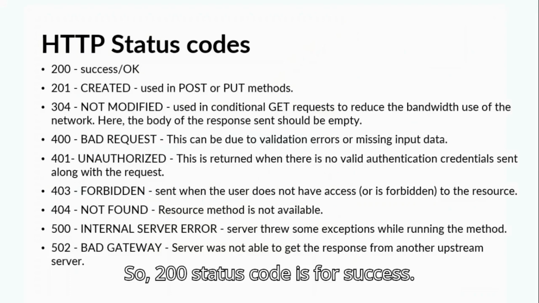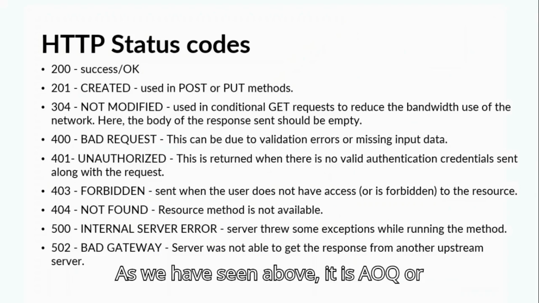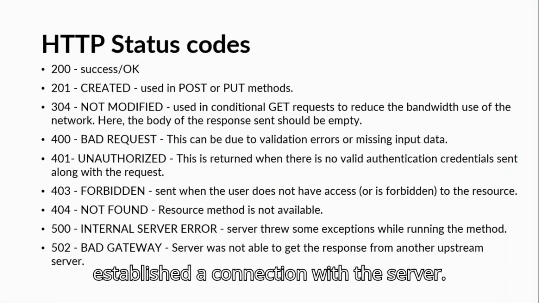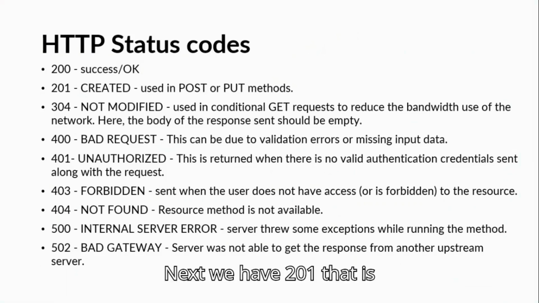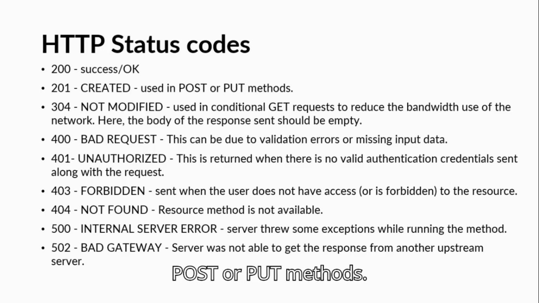So the 200 status code is for success. As we have seen above, it is OK or success, like we have successfully established a connection with the server. Next, we have 201, that is created. This status code is returned only for the HTTP methods POST or PUT.